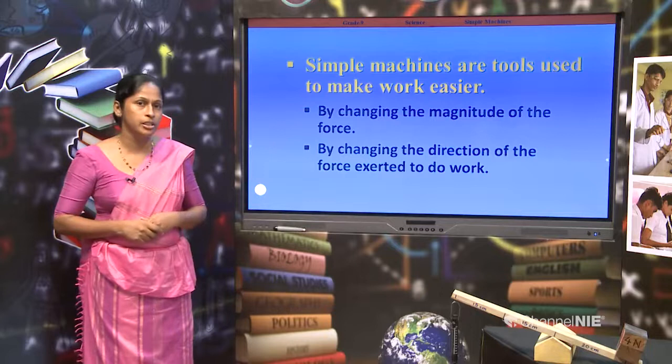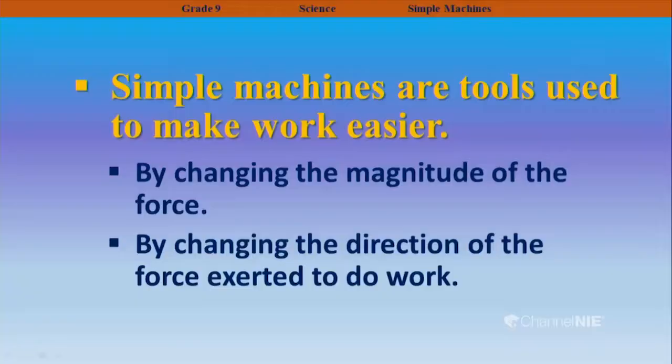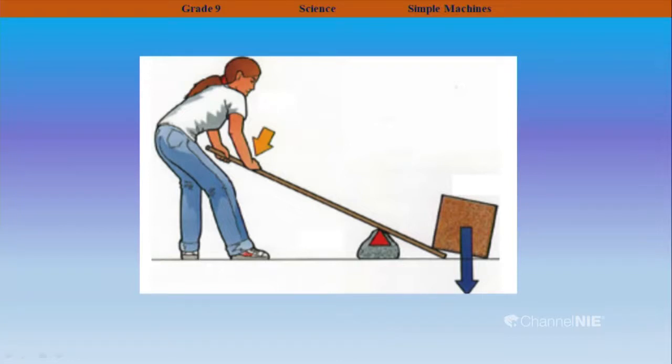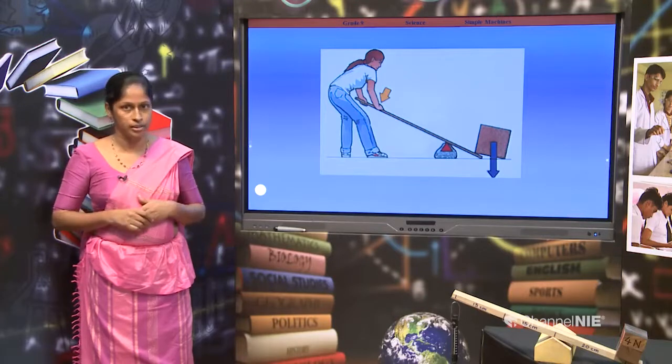Number one, by changing the magnitude of the force that we exert to do a particular work. Number two, changing the direction in which we exert the force. Now look at this diagram. This woman is exerting a force to lift the box. The force exerted is less than the weight of the box, and it is easier to exert the force on the rod than lifting it with hands.